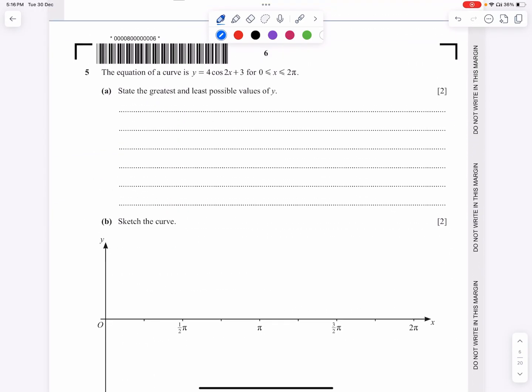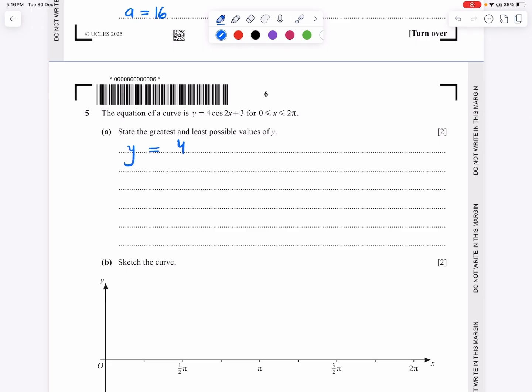All right, moving on to question number 5 now. This question is a little tricky. It says the equation of a curve is y is equal to 4 cos 2x plus 3. Find the greatest and the least possible values of y. All right, they've given you a domain as well. First of all, you need to understand that this format of an equation, y is equal to 4 cos 2x plus 3, basically represents a lot of things.